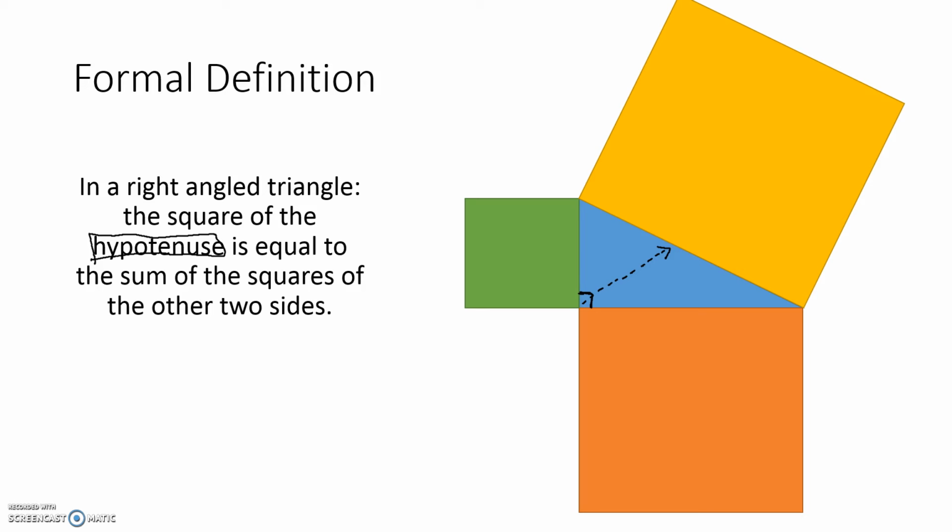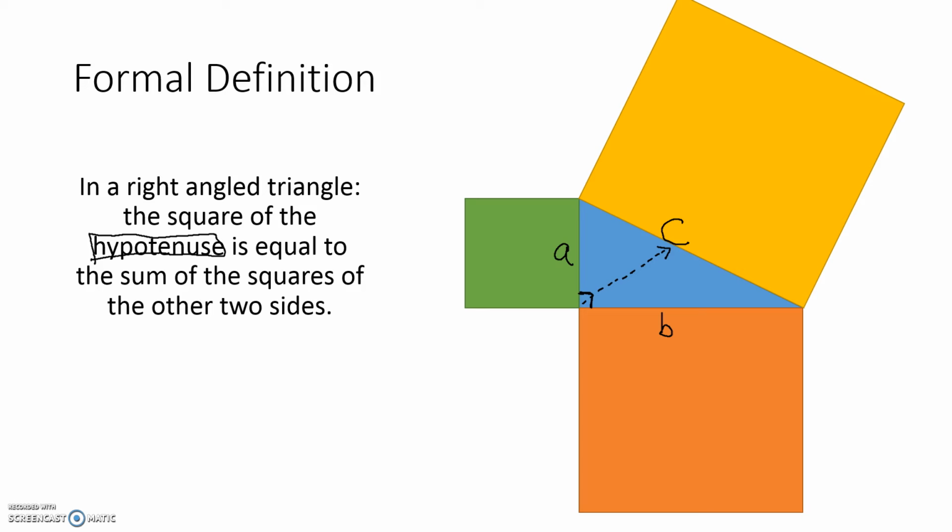So what it means, if you look at this green square over here, if we name the sides A, B, and C, it's always a good practice to name the hypotenuse C, because you'll see what I mean.